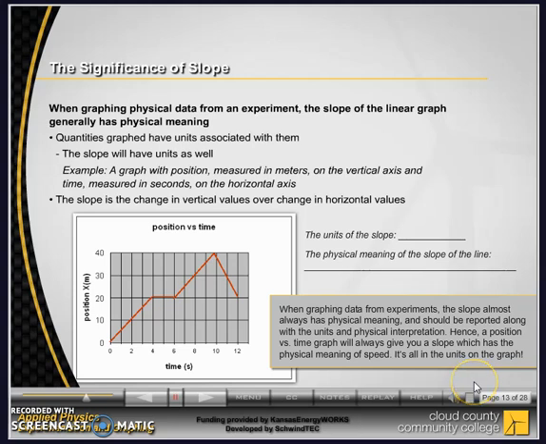When graphing data from experiments, the slope almost always has physical meaning and should be reported along with the units in physical interpretation. Hence, a position versus time graph will always give you a slope which has the physical meaning of speed. It's all in the units on the graph.